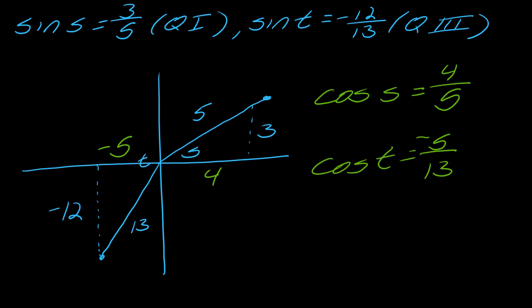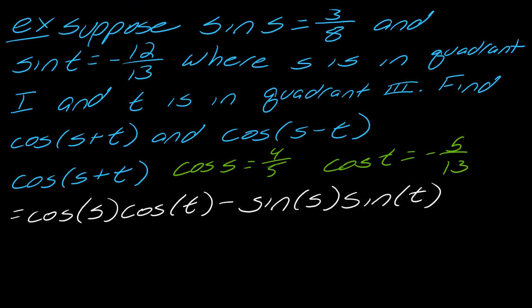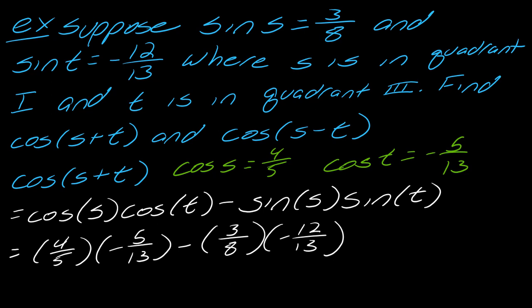Okay, so now I've got all my information, and I've noted those here. I've been given sine of S and sine of T, and now I found cosine of S and cosine of T. So now it's just a matter of plugging all this information into the formula for the identity. So cosine of S, 4/5, cosine of T, negative 5 over 13, minus sine of S, that was given, sine of T, that was given. Then I can just sort this all out. I used a calculator to help me figure this out, and I left it in fractional form just to keep it more exact, so I got 126.